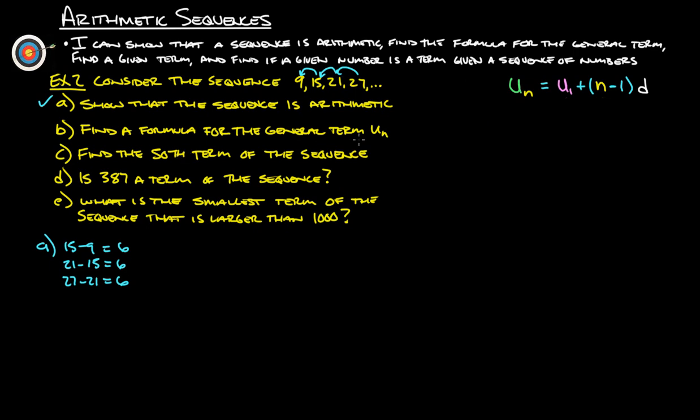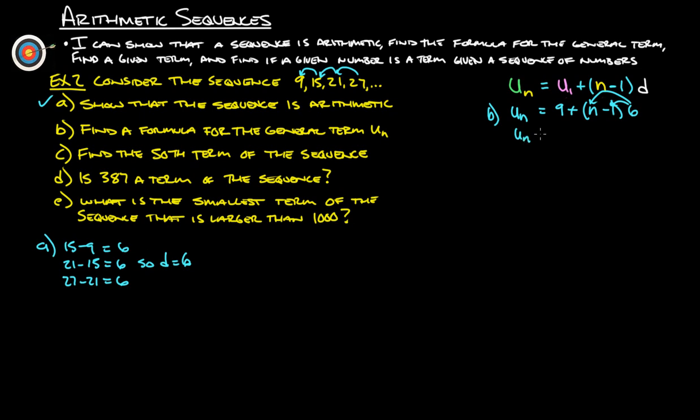We're now going to find a formula for the general term U sub n. For B, let's use this formula. U sub n, the general term, equals U sub 1, which is the first term, in this case 9, plus n, the number of terms, which we don't know so we leave it as n, minus 1, times d, the common difference. That's what we just figured out: d equals 6. So 6 goes here, and then we want to distribute this 6 to both of these terms and simplify.